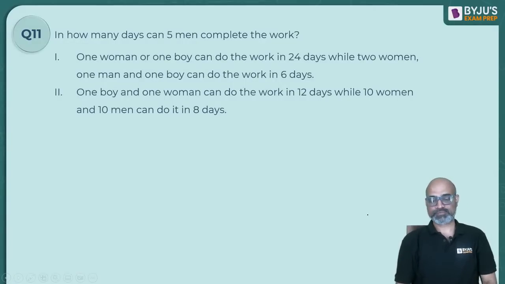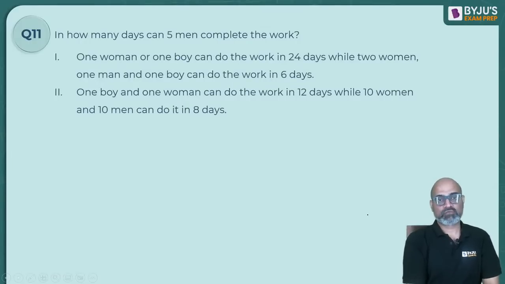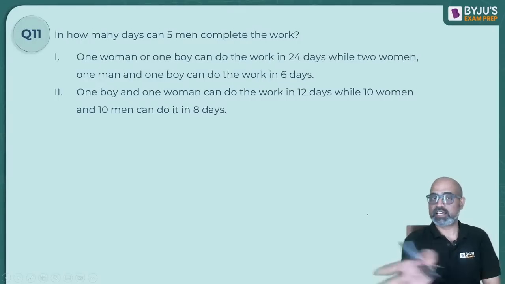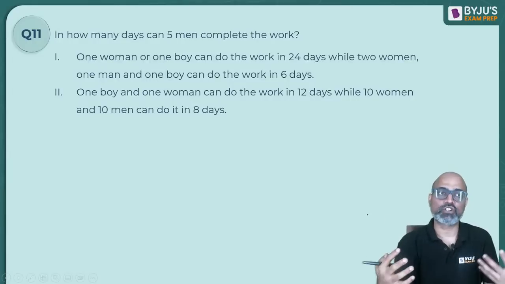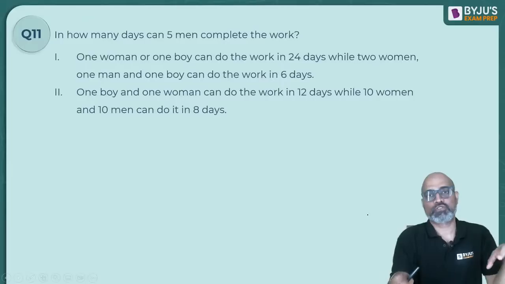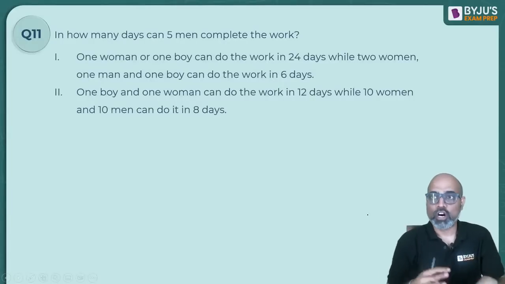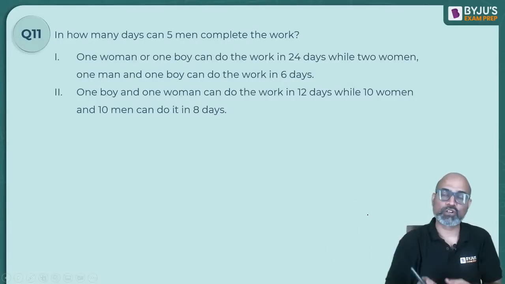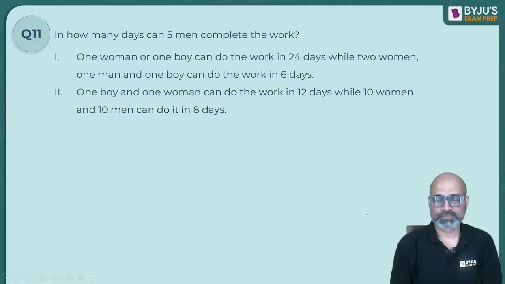Time and work. In how many days can 5 men complete the work? 1 woman or 1 boy can do the work in 24 days, while 2 women, 1 man and 1 boy can do it. Okay. So just glance through the first statement and realize they are talking about some different groups of people working together, or different groups of people working on the same job, one after another. So if you have solved similar questions before, you would know what all things are required, right?